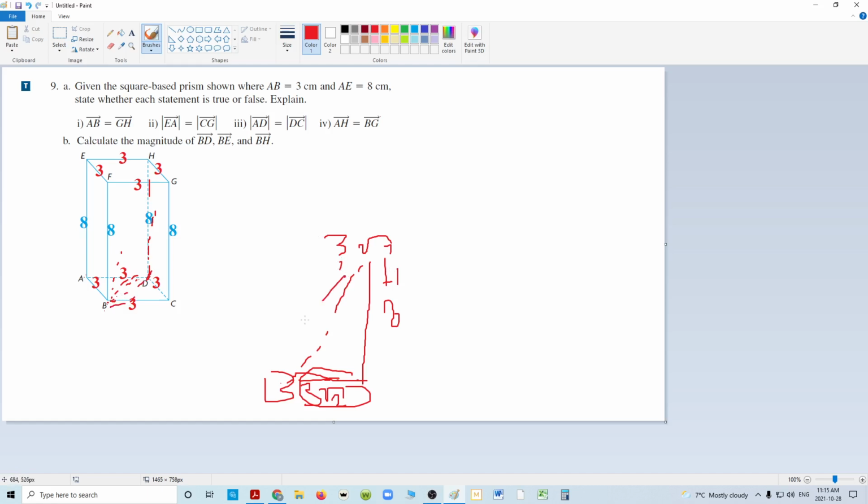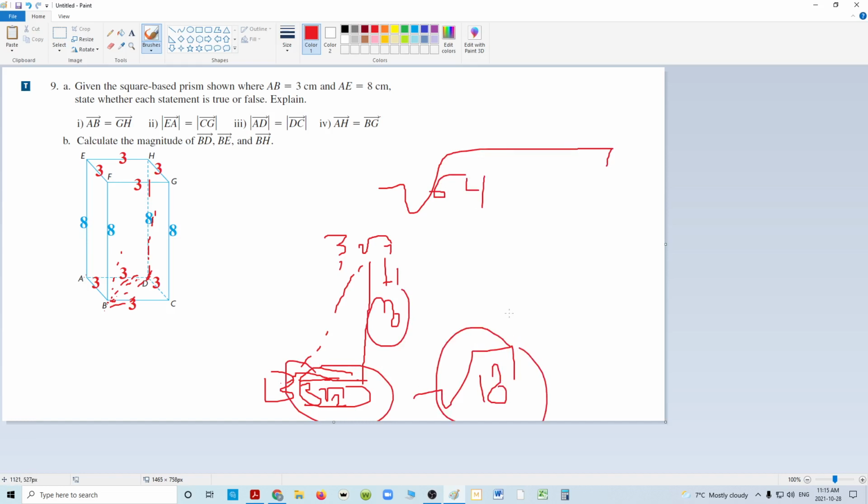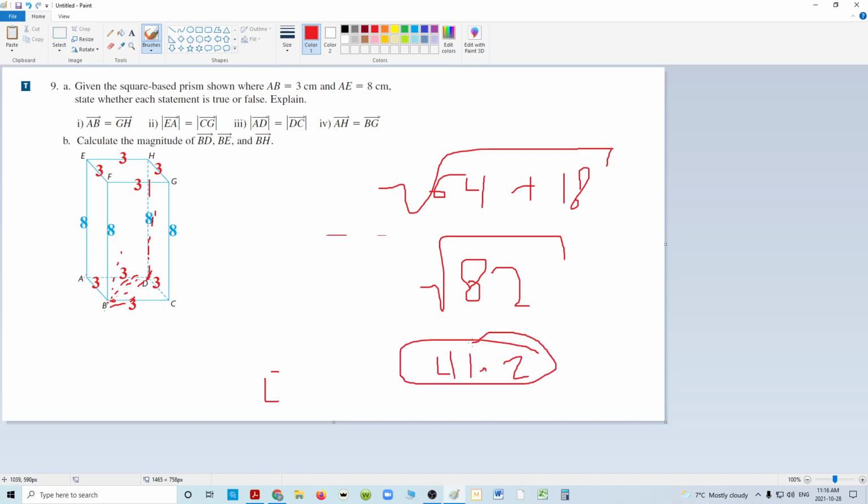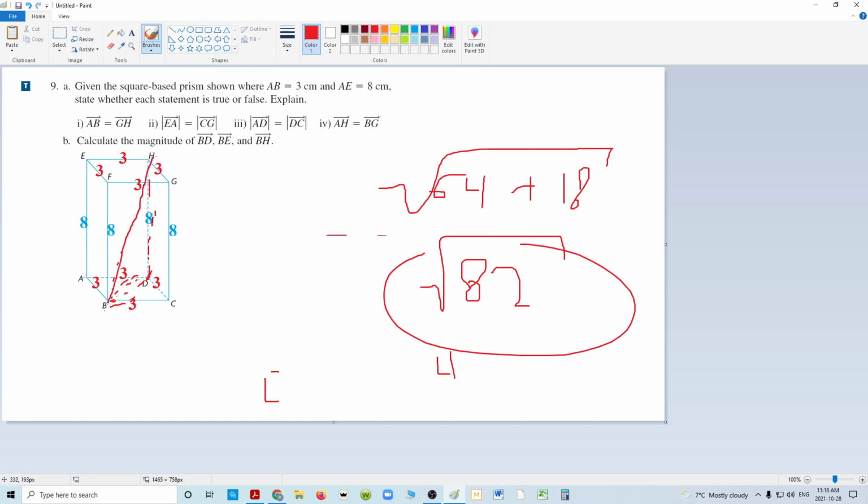So that means this length here is going to be the square root of 8 squared, 64, plus this squared. Well, remember that this was the square root of 18, and that squared is 18. Any square root squared is just the number inside. We've got 64 plus 18, 82, square root of 82. Can't really be simplified because there's only 4 factors: 82 and 1, 41 and 2. So this is the magnitude of BH.